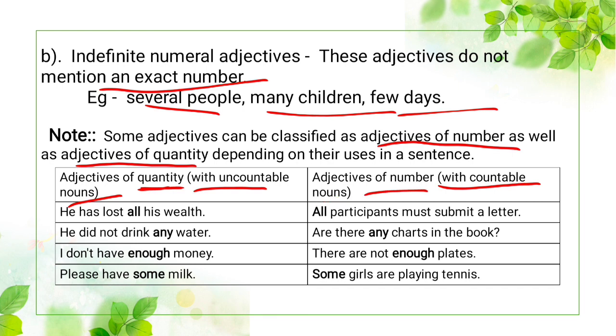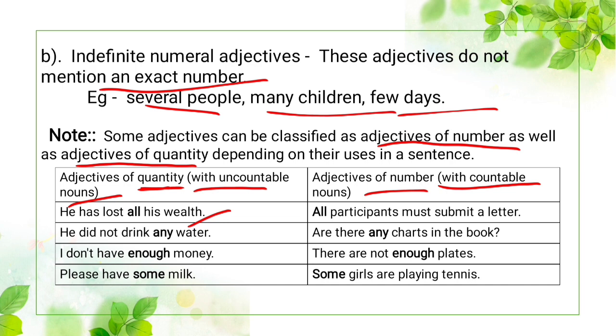We can understand this point with the help of examples. So let's have a look at these examples. First one is he has lost all his wealth. Here we can see that the word wealth is an uncountable noun. So the adjective used in the sentence, that is all, will be classified as adjectives of quantity.